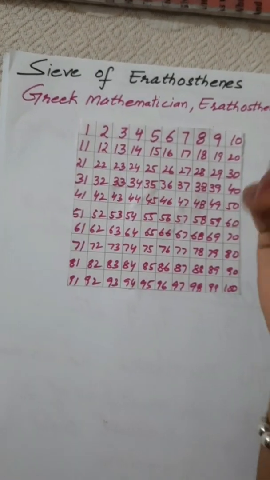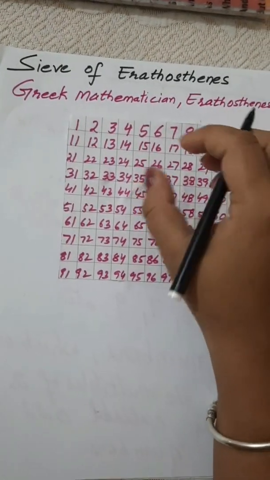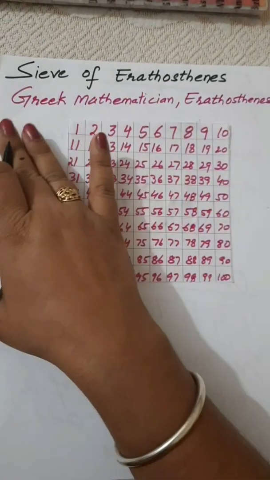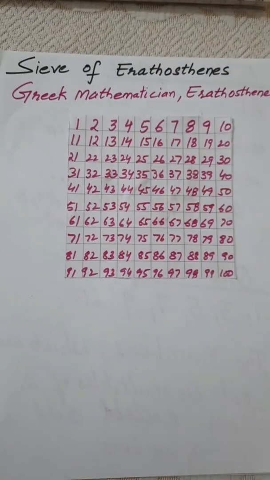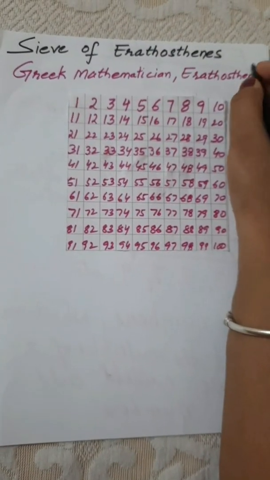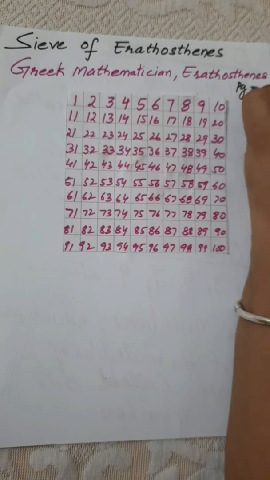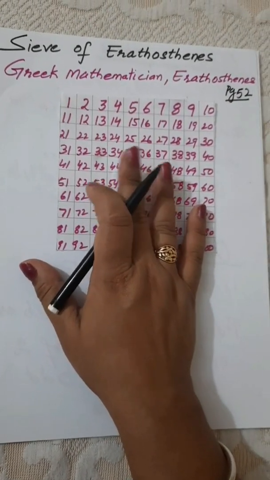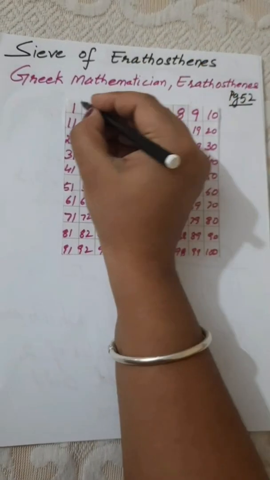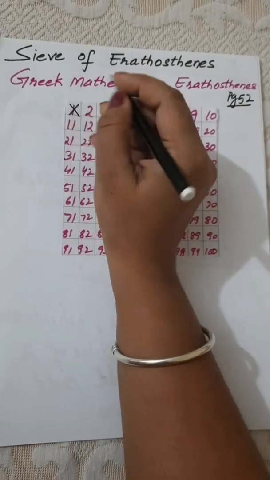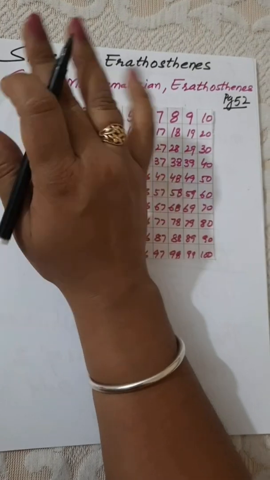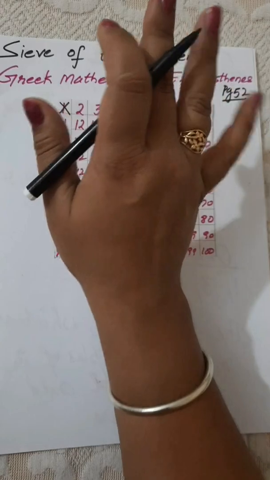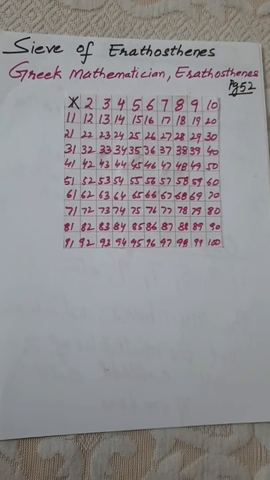He gave us an easier method to find the prime numbers from 1 to 100, and this method is known as the Sieve of Eratosthenes. This method is also given in your NCERT books on page number 52. Now the very first step is to cross out 1, because 1 is not a prime number. We know that 1 is a unique number. It is neither prime nor composite.